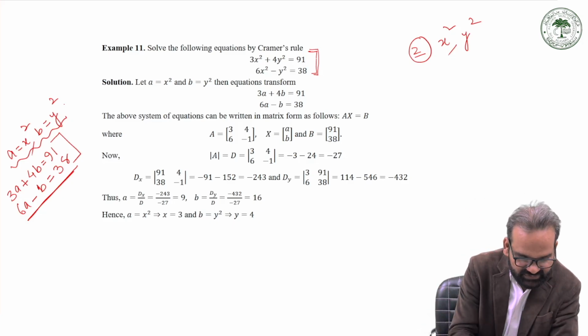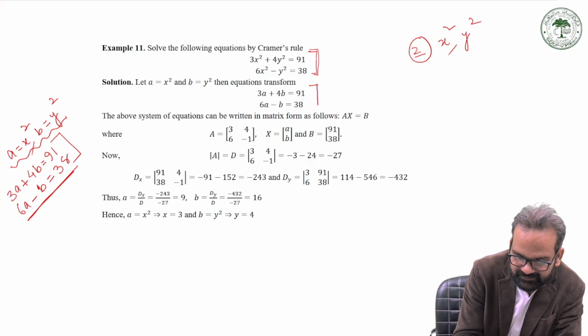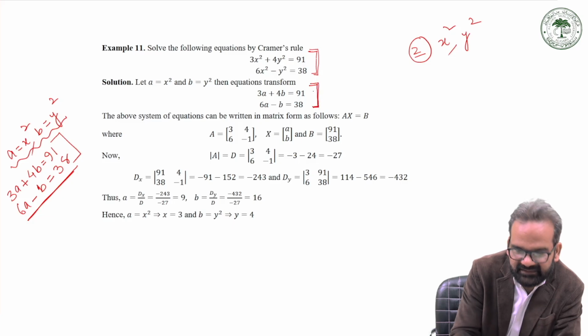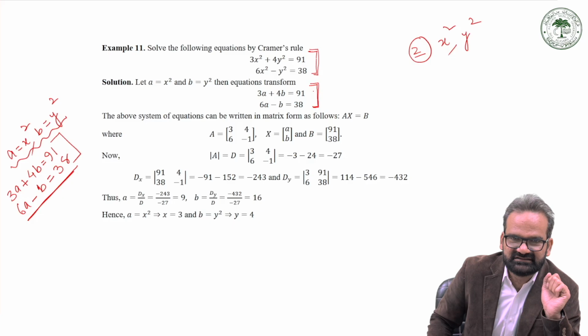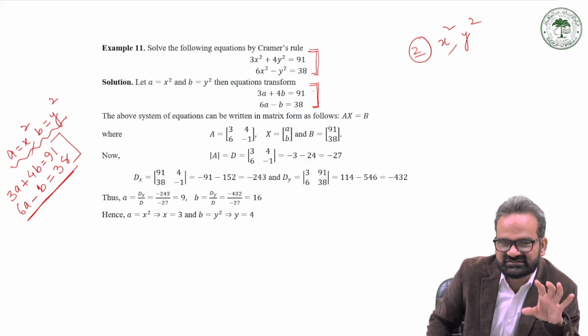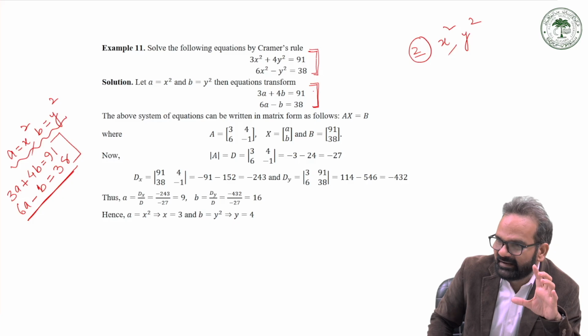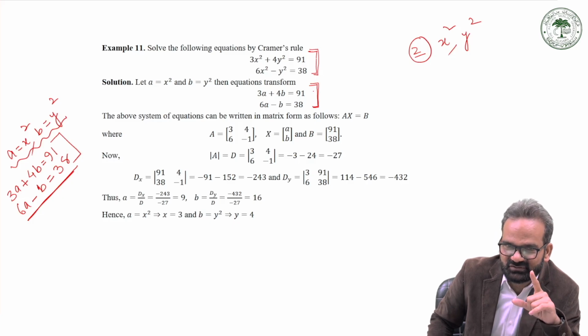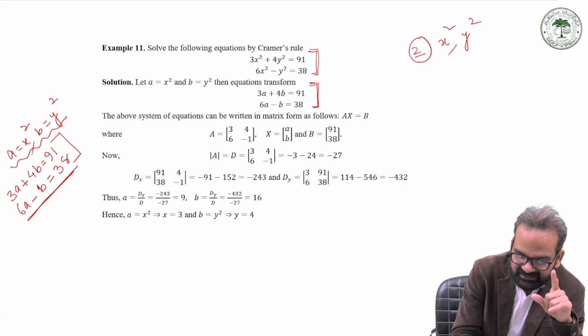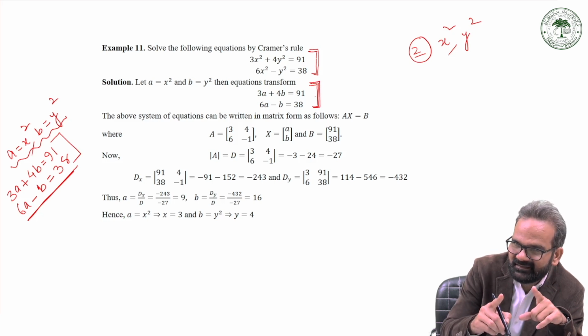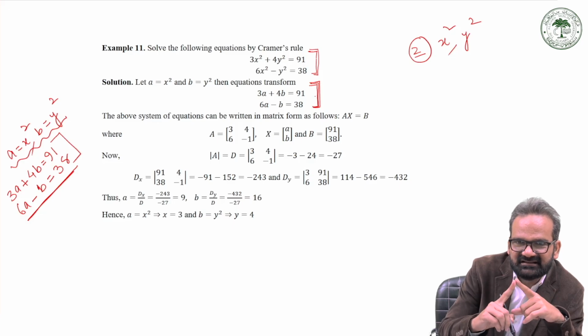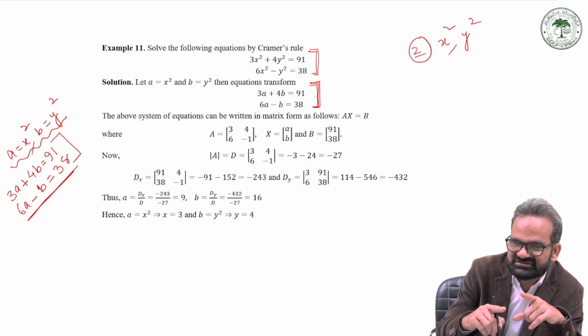So look at these two equations. These are the two equations which we obtained after using the substitution a equals x² and b equals y². Here a and b are considered as variables, not constants. So the solution of these two equations means finding the values of a and b which simultaneously satisfy both of these equations.